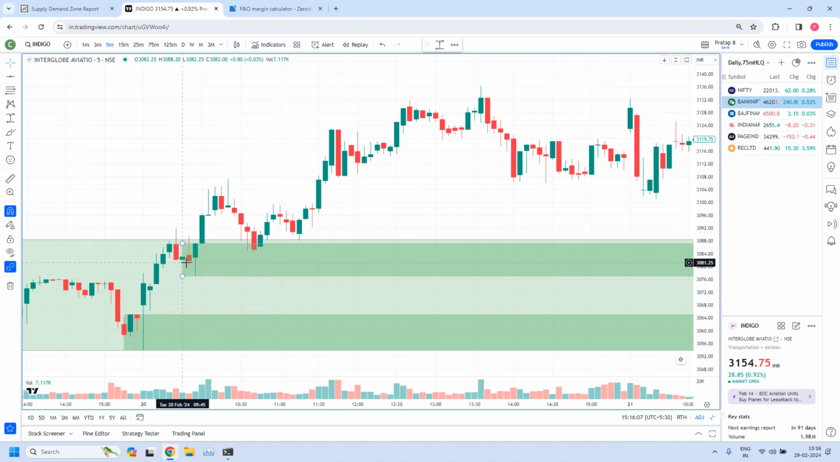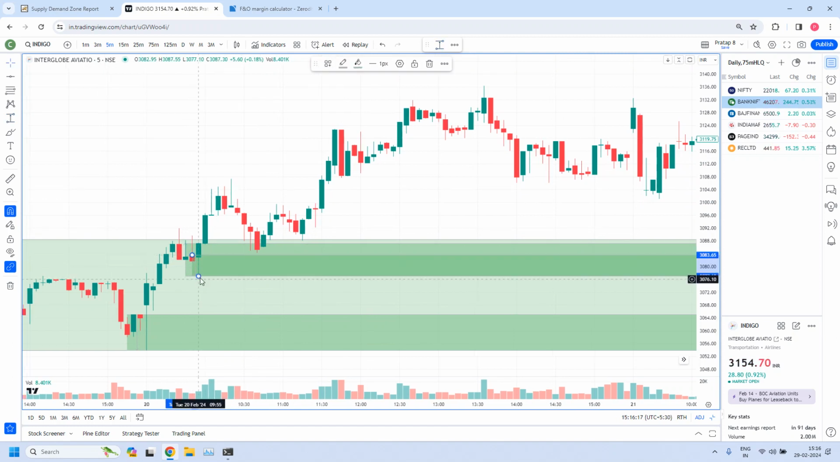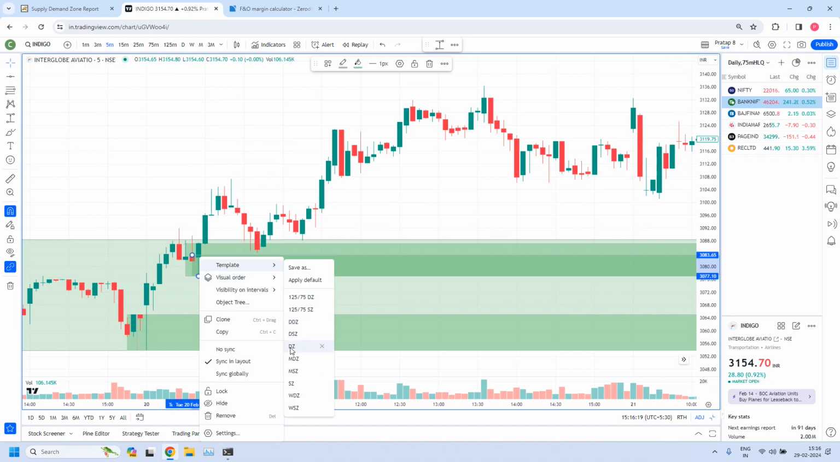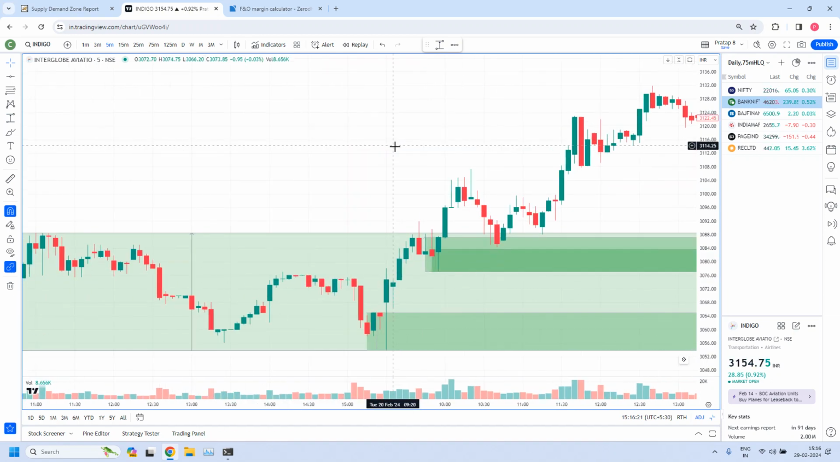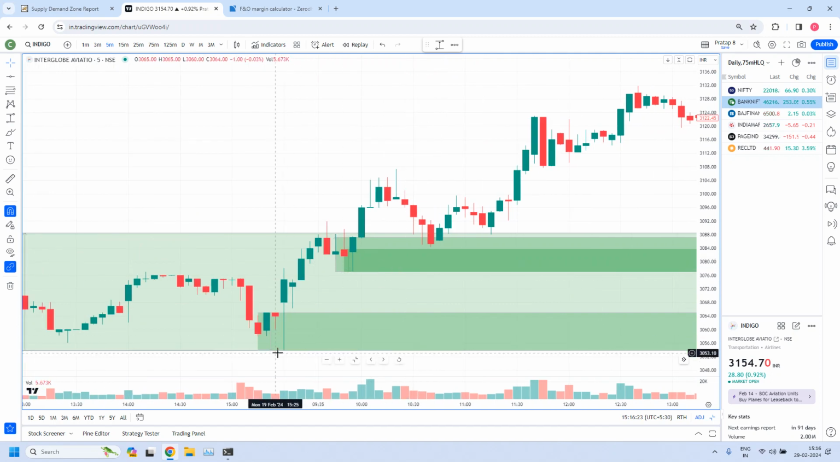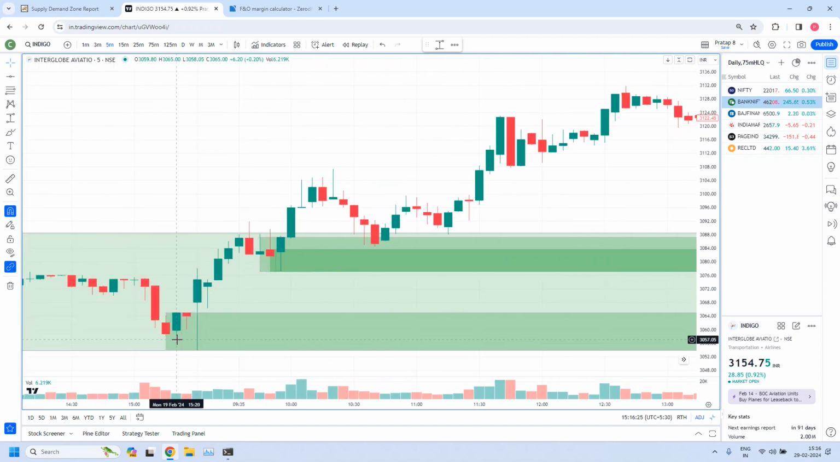See here we have a drop, two base candles, and a rally candle, follow through candle. That way we can draw. You can draw like this. To further minimize the risk, you have a 5 minutes demand zone. And here we have a rally, base, rally. You can draw a zone like this.